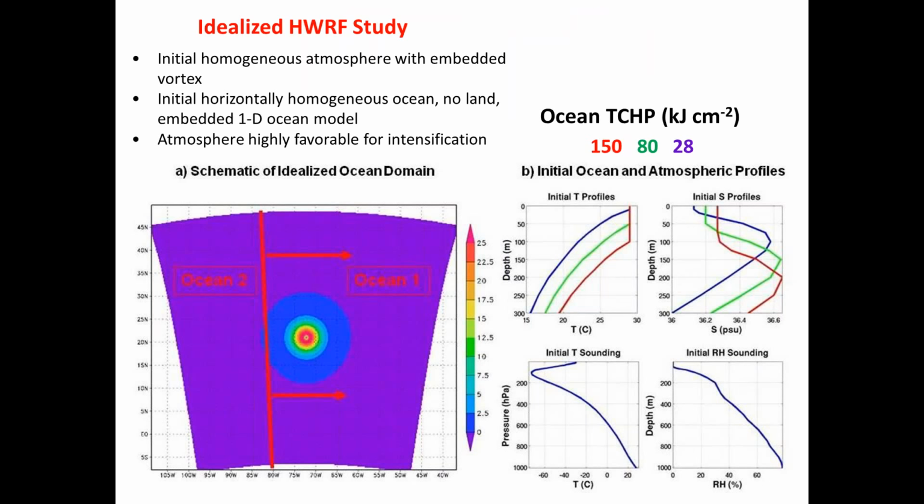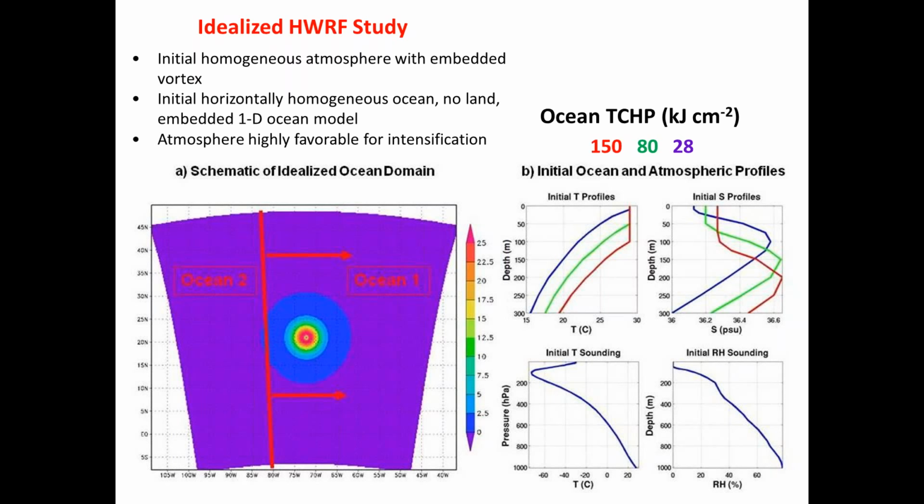Now, the idealized study, I won't go into too much detail. I can provide a reference if anybody needs it, but it's a highly idealized study where we have an initially homogeneous atmosphere with an embedded initial vortex, an initial horizontally homogeneous ocean, no land, and we embedded a 1D ocean model in the HWRF model to do this study. The domain is shown on the left there with the initial vortex.